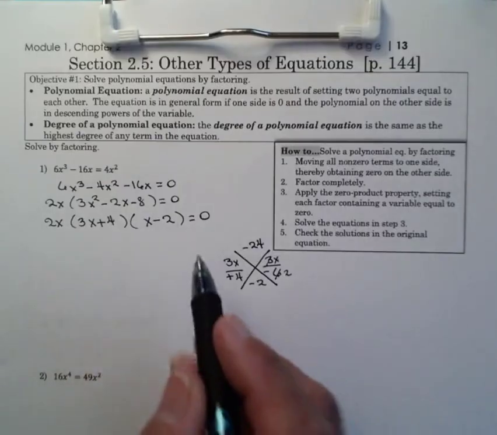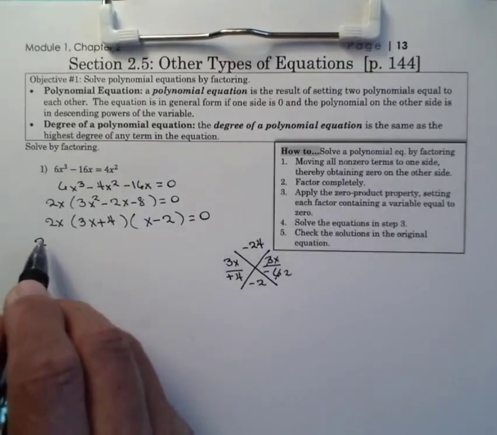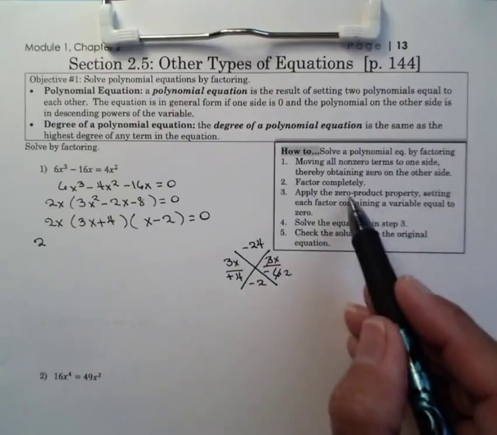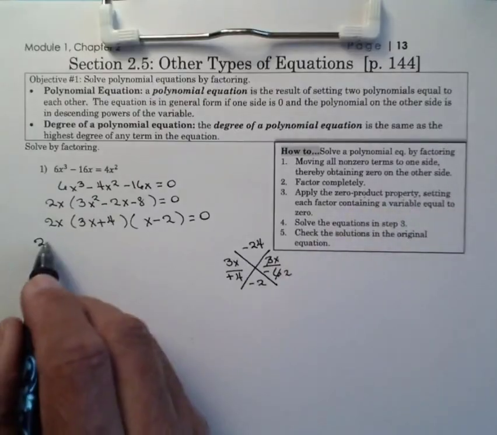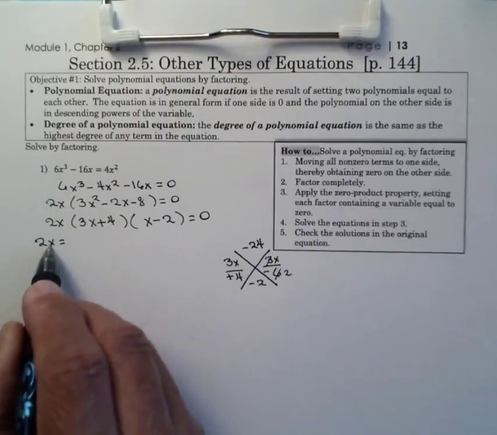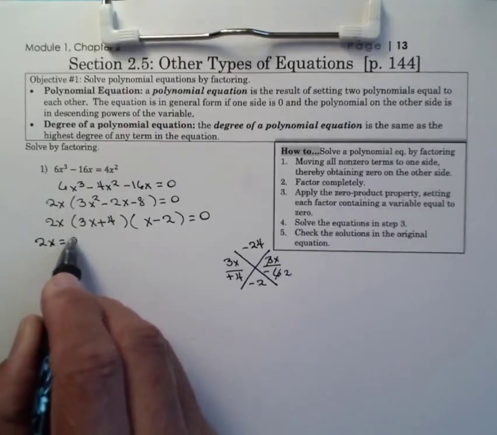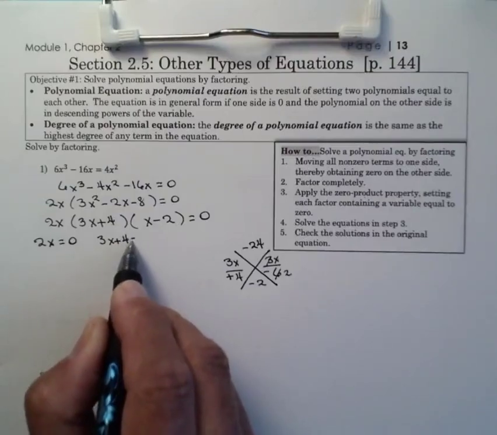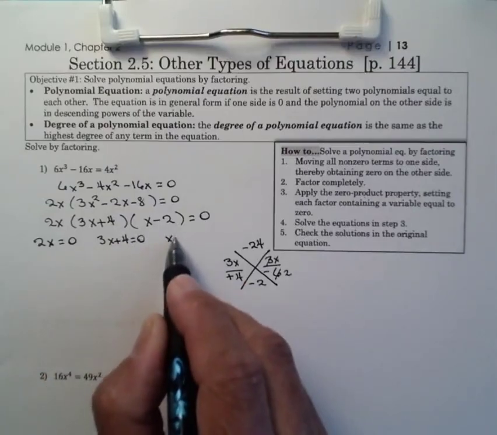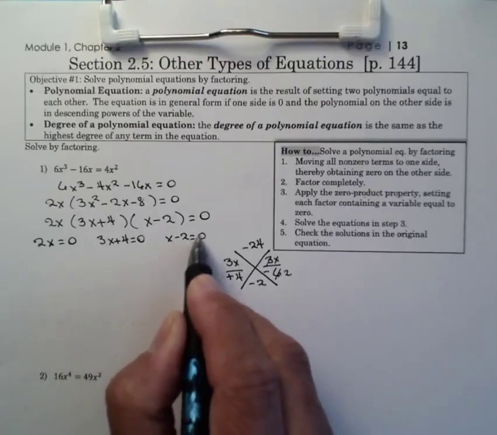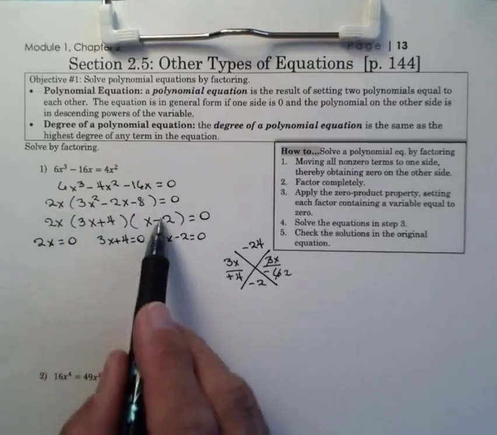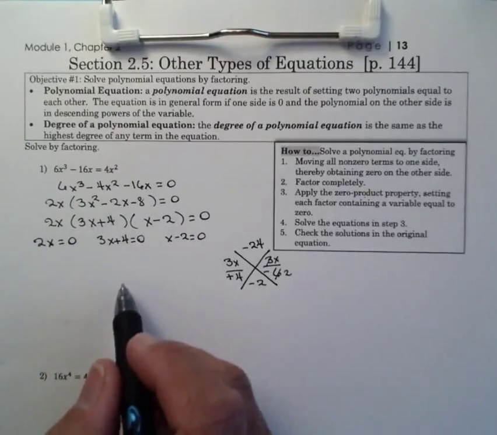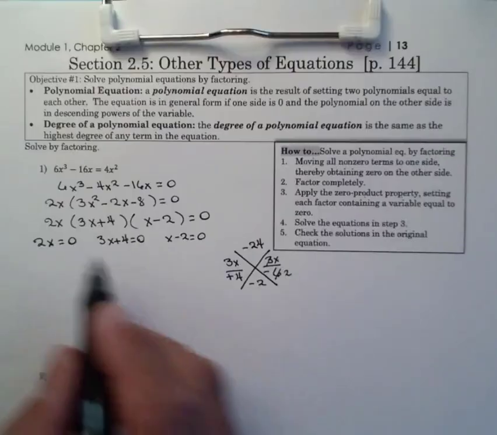Now I set each factor equal to 0, and because of the zero product property, I have a potential of 3 solutions. 2x is equal to 0, 3x plus 4 equals 0, and x minus 2 is equal to 0. Because you can see from the equation, if any of those 3 factors was 0, we would have a true statement. Both sides would be 0.